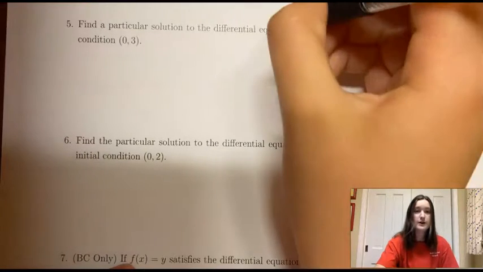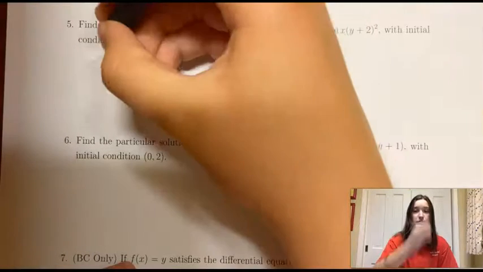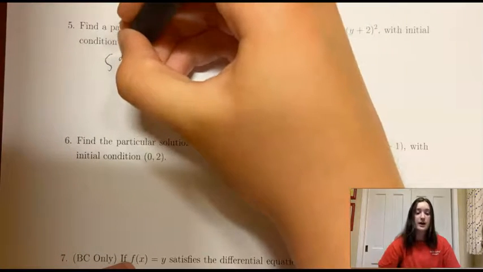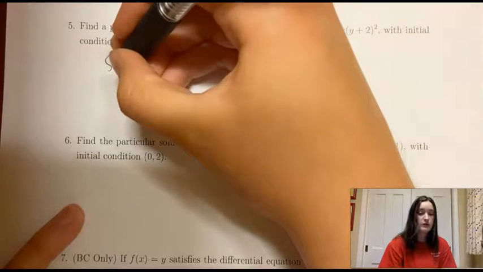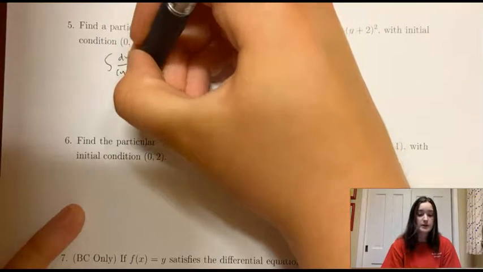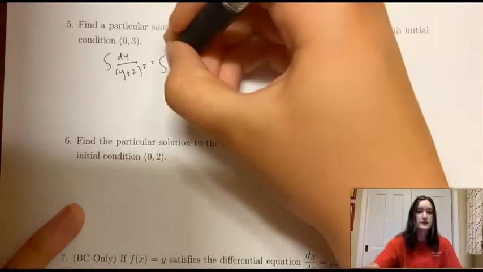So on this one, I'm finding the solution to this differential equation. And the first thing that I want to do is the separate step. So when I cross multiply, I'll have the integral of dy over (y + 2)² equals the integral of 2 sin x.